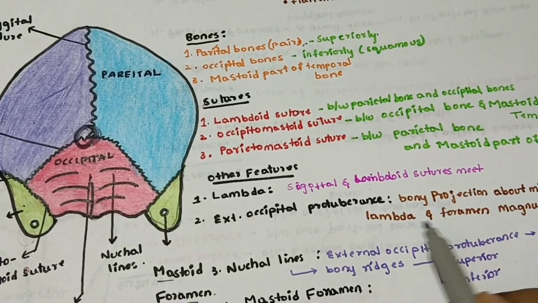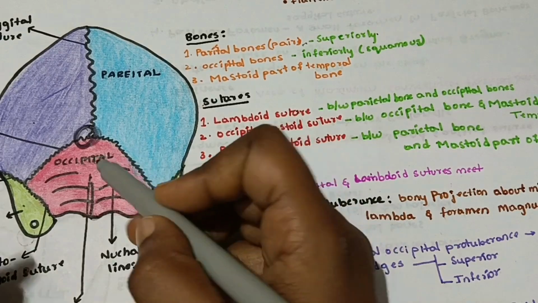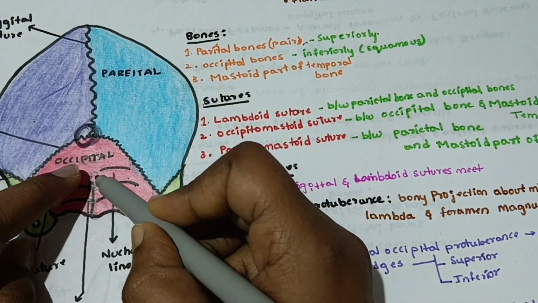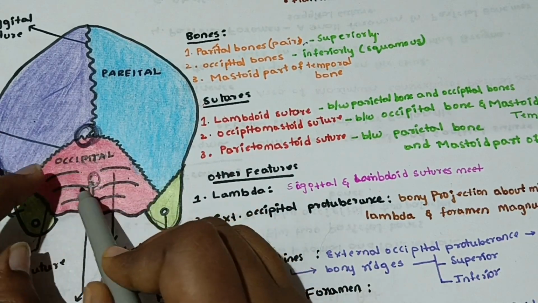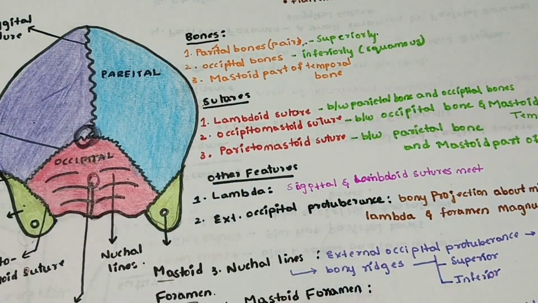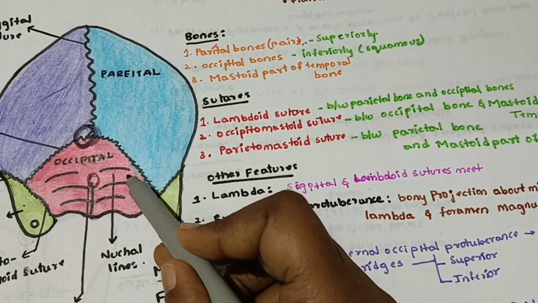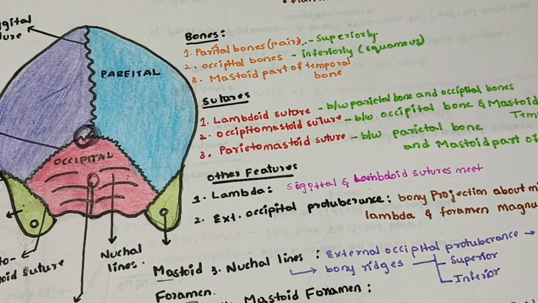Now, nuchal lines. These are the lines presented at the external occipital protuberance on either side. Let's imagine here is the external occipital protuberance. The lines extending from this protuberance are known as nuchal lines. There are three pairs of nuchal lines: the last one is the inferior, above which is the superior. These can be easily appreciated on the human skull.